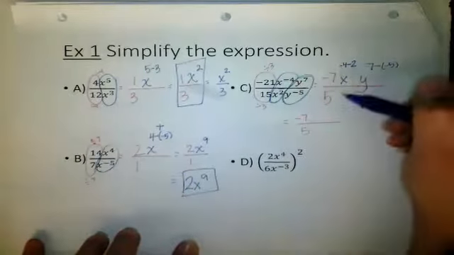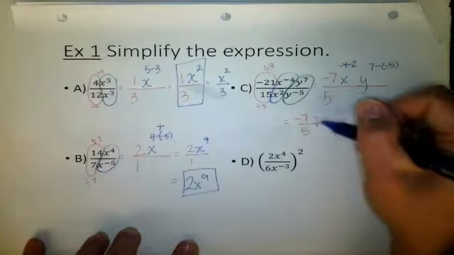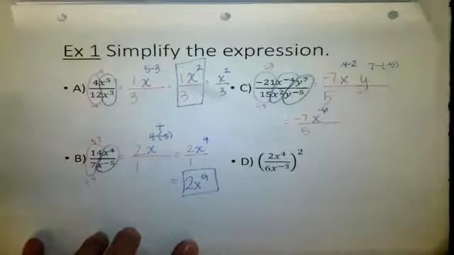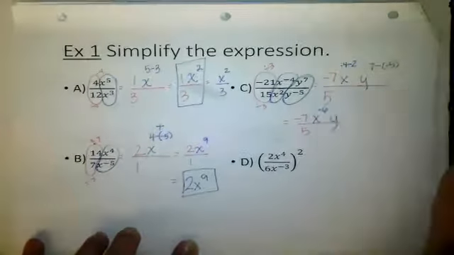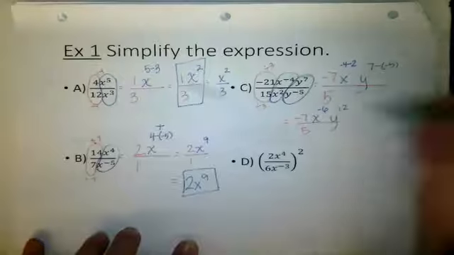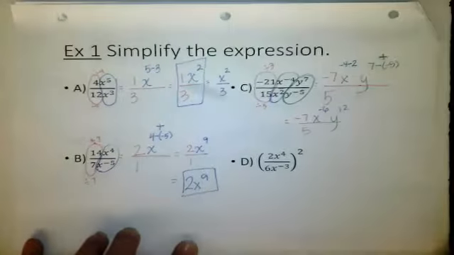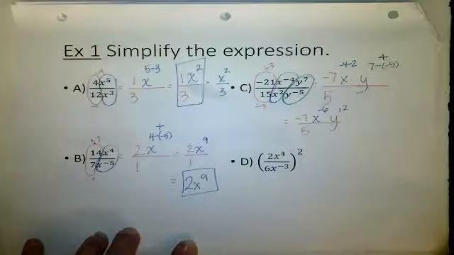All right. What do we get with this x here? X to what power? Negative 6. And what do we get with the y? Y to what power? 12. Very good. Again, negative times negative is a giant positive sign. So 7 plus 5 is 12.